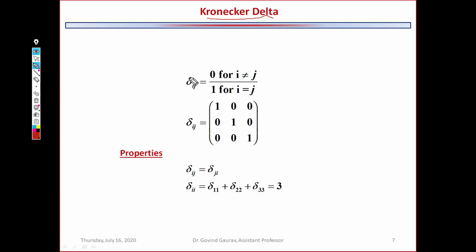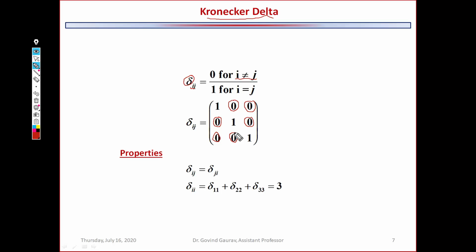Kronecker delta. The Kronecker delta is represented by this symbol. It has a subscript i and a subscript j. So it can have a value of either 0 or 1. It will have a value of 0 when i is not equal to j. So what are these terms? These are all the non-diagonal terms. So when i is not equal to j, it is this value, this value, this value, this value, and this value.